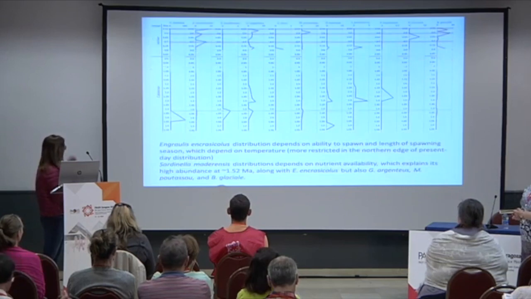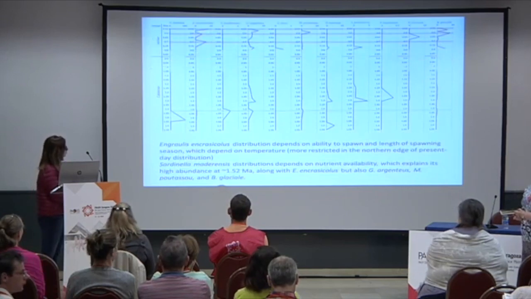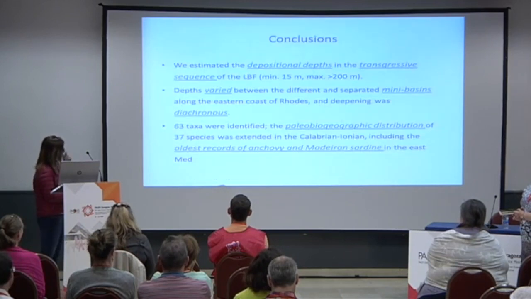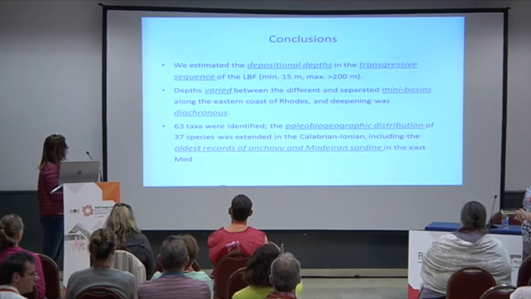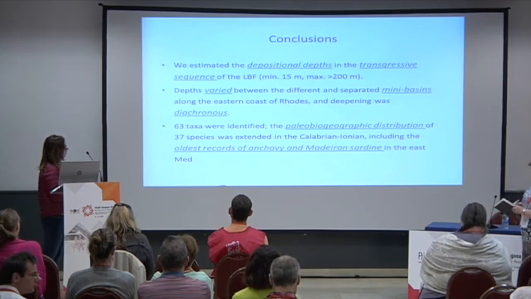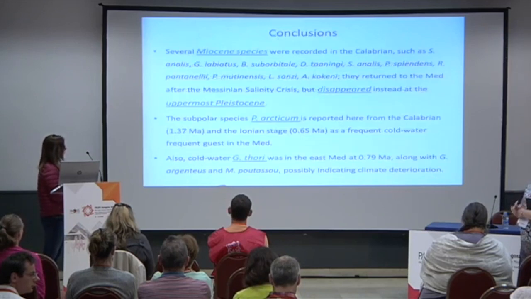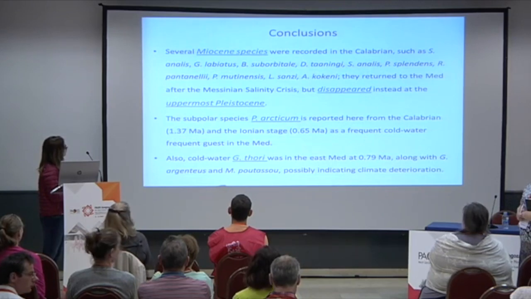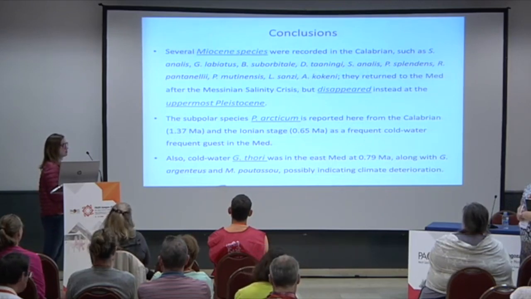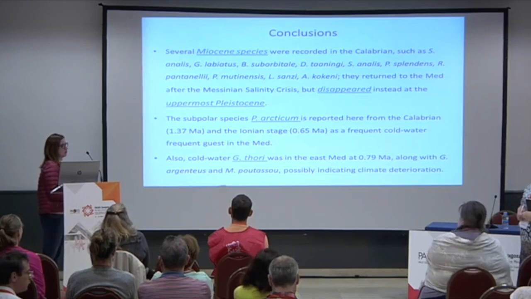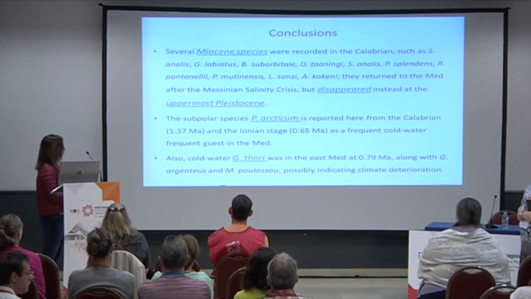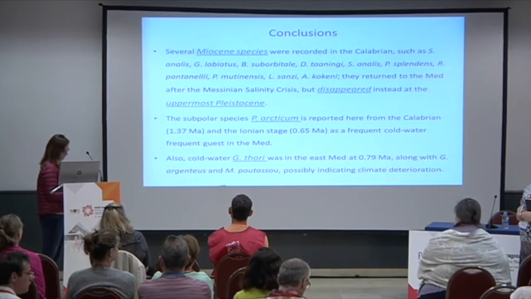And then we have Engraulis and Crassicolus to indicate some warm intervals. So my conclusions are: we use the present-day distributions to estimate the depositional depths in the areas, and we revise the paleogeographic distribution of 37 species. Also, what I found most important is that Miocene species disappeared in the late Pleistocene, and that for me is something unexpected, because I would expect a major shift after the Messinian salinity crisis and not so much in the uppermost Pleistocene. Thank you.